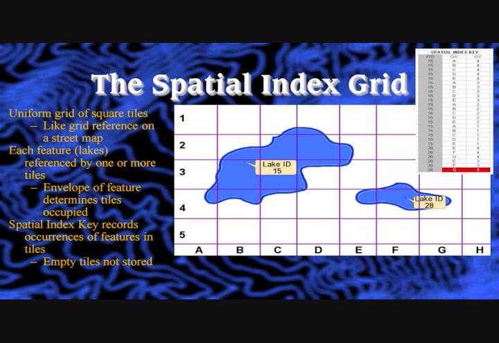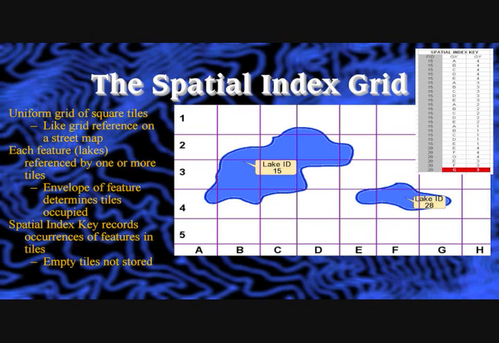If we look at the grid X and grid Y, we see the very first entry for feature ID 15 is A4. And so if we go to that cell indicated by A4, indeed we see a little part of Lake 15, feature ID 15, exists inside that tile. Similarly, feature ID 15 or Lake 15 can also be found at B4 and C4 and so forth.